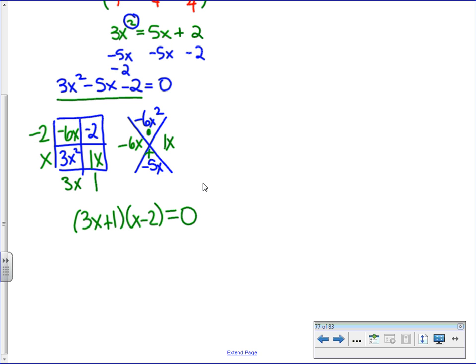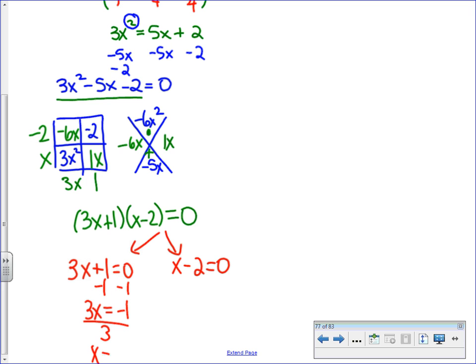By the zero product property, I can split this up into two equations, because anything times 0 is going to equal 0, meaning either 3x plus 1 equals 0 or x minus 2 equals 0. And you can solve by looking inside or undoing, like I'm doing now. So you get x equals negative 1/3 and x equals 2. And there's our solutions.